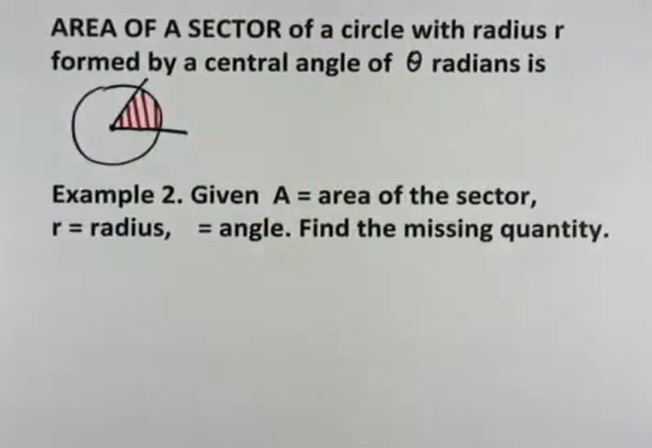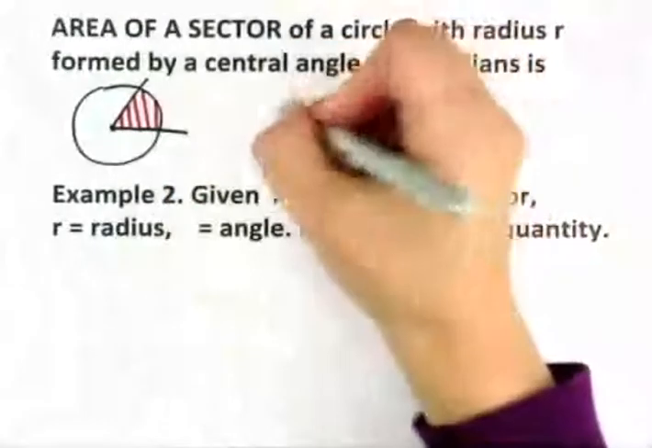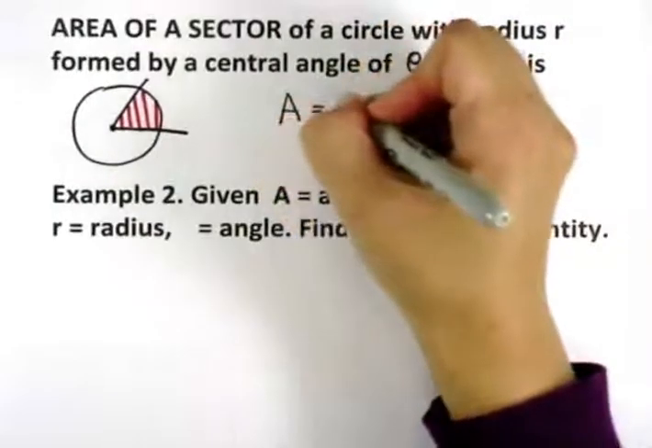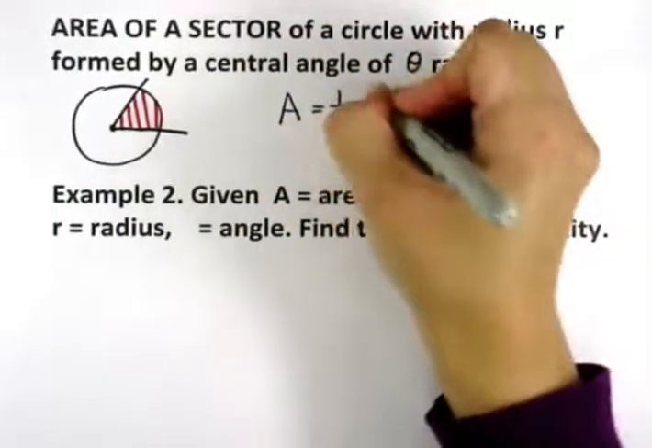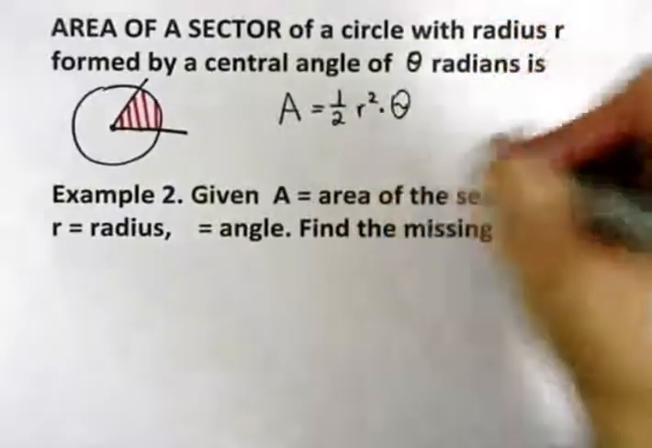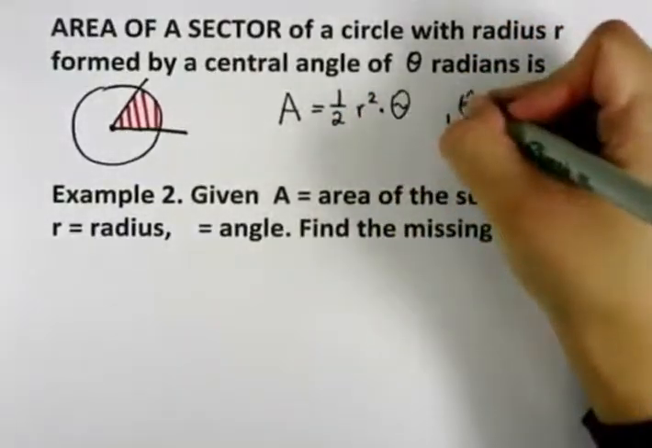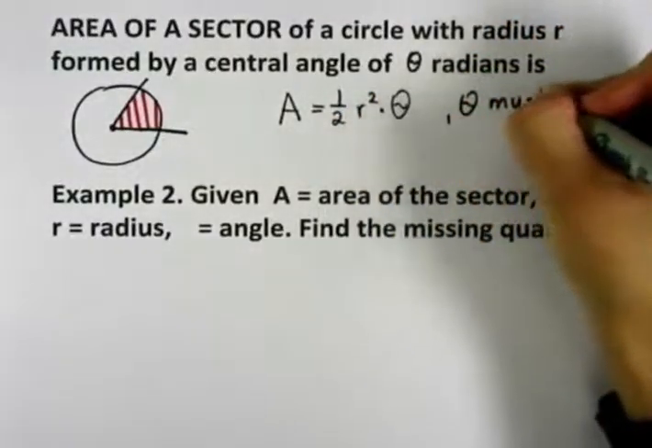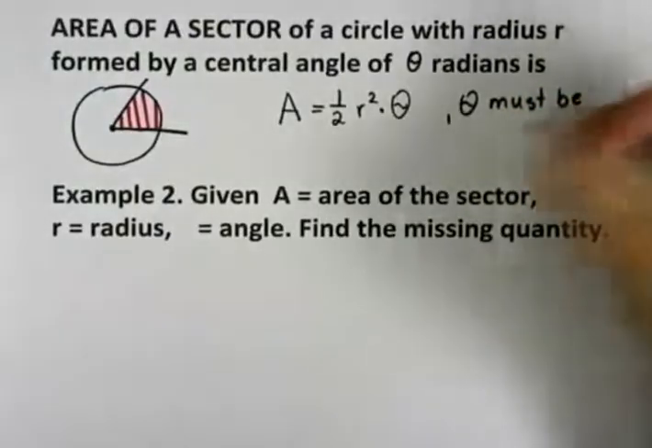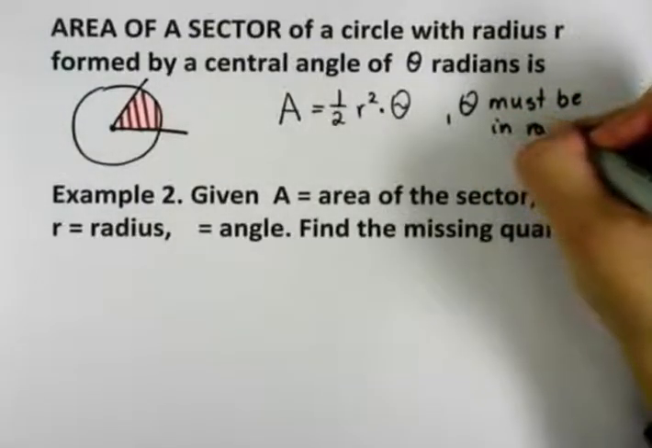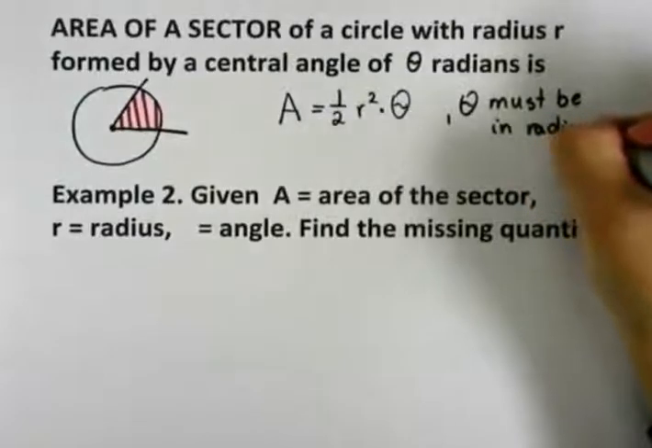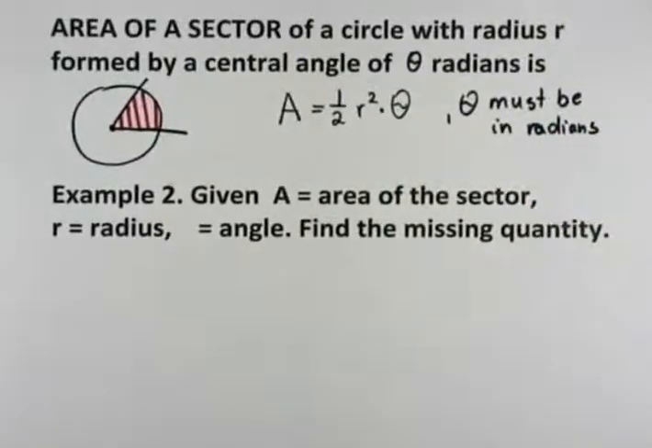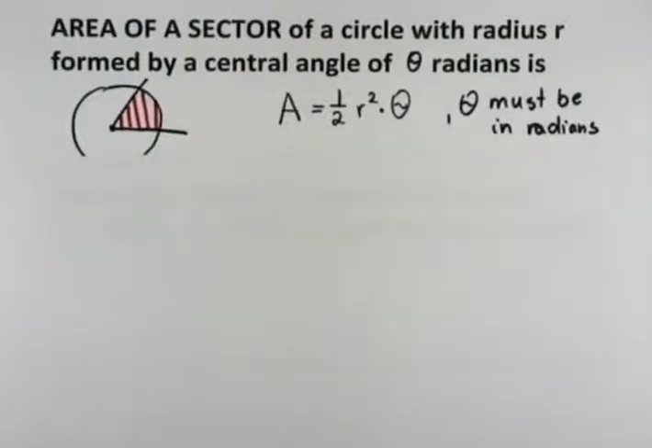Okay, so the area formula is that the area is equal to 1/2 r squared times theta, and of course theta must be in radians. So the formula roughly comes like this. You can think, how did we get the formula? The formula roughly comes like this.